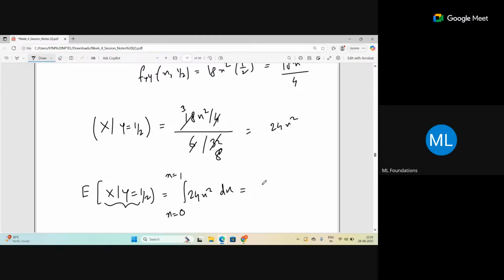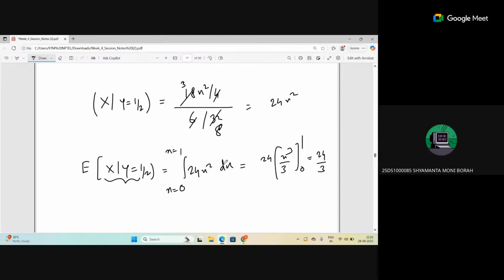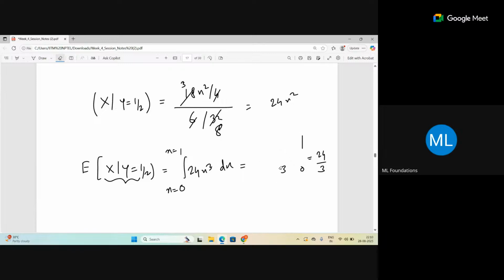So then 24 x cube by 3 between 0 to 1, and then you will be having 24 by... So you have to multiply the x also, sir? Yeah, sorry, this is cube. Why are we multiplying x? Because this is the expectation we are doing. Expectation is x into this distribution, so it is 24.